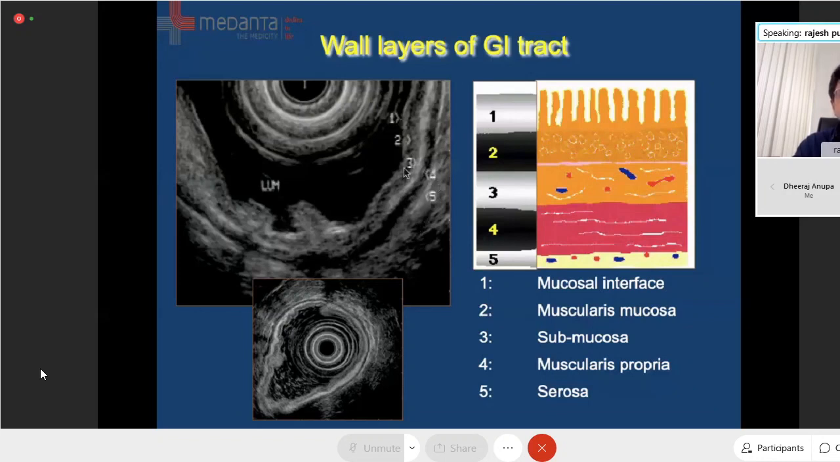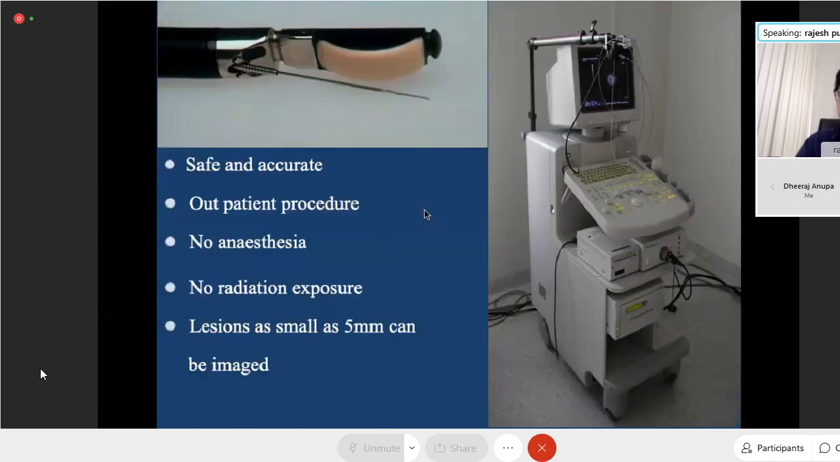The advantage is that the T staging of the tumor can be done best only with endoscopic ultrasound, not with the CT scan, not with the MRI, not with the PET scan. That's number one. Number two, for the subepithelial lesion, you can tell which layer it originates from, so you can plan the treatment. Does this patient require endoscopic therapy, that is ESD, or does the patient require surgical intervention? You know this with the help of endoscopic ultrasound, because it gives the five layers of the gut wall.